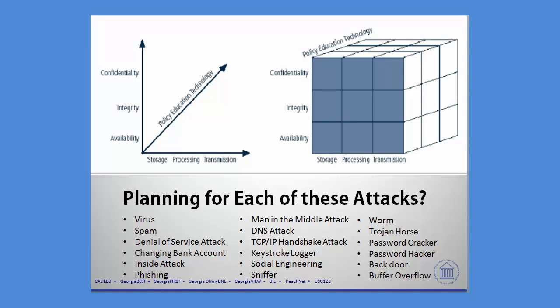It's time to move on to the exciting stuff. Yes, we're circling back on our list of 18 notorious attacks, and we're going to now talk about policy and education and technology in terms of how we are going to plan for these attacks. How are we going to protect the confidentiality, integrity, availability? How are we going to look at the stages within storage, processing, and transmission to protect against these types of attacks? So let's get going.